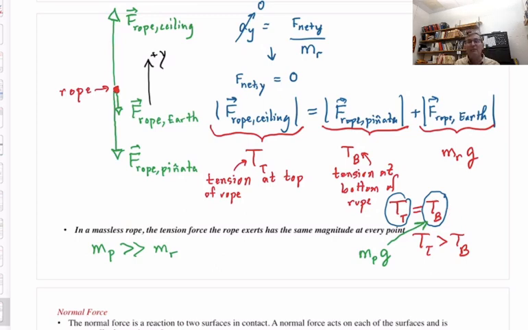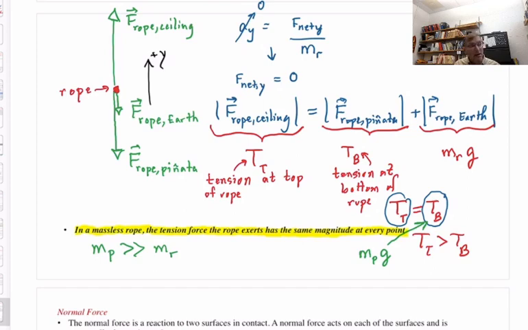So drop the mg, and then you conclude that to a very good approximation, the tension at the top and the tension at the bottom are equal. I call that the massless rope approximation. And so let me state it. In a massless rope, the tension force the rope exerts has the same magnitude at every point in the rope. That's what this says right here.